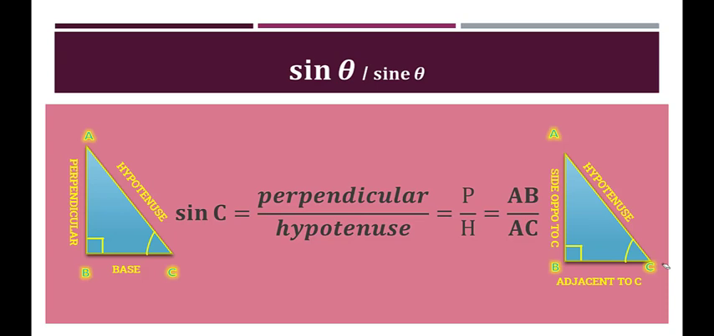There is a triangle ABC, right angled at B and the acute angle is C. So what is sin C? It is perpendicular upon hypotenuse, that is P upon H. So what is perpendicular? Perpendicular is side opposite to C. Remember I told you side opposite to C is perpendicular. So it is AB. And similarly, what is hypotenuse? Hypotenuse is side opposite to right angle. So AC is hypotenuse. So sin C for triangle ABC, when the acute angle is C, is AB upon AC.